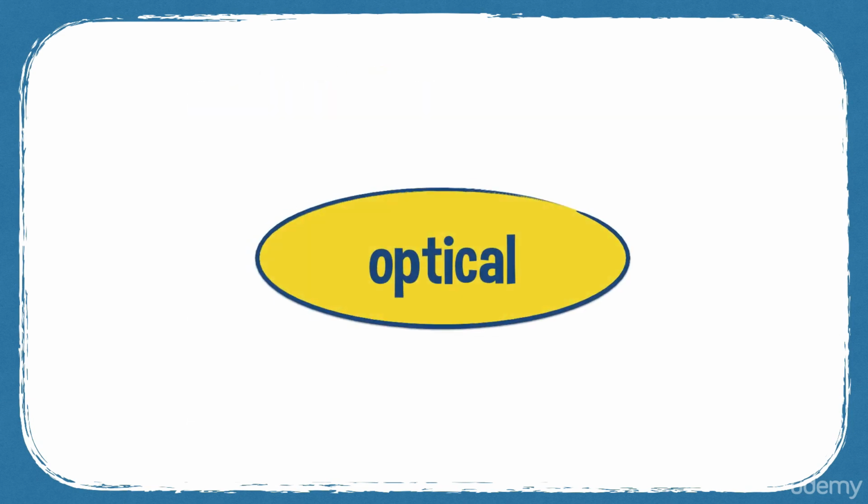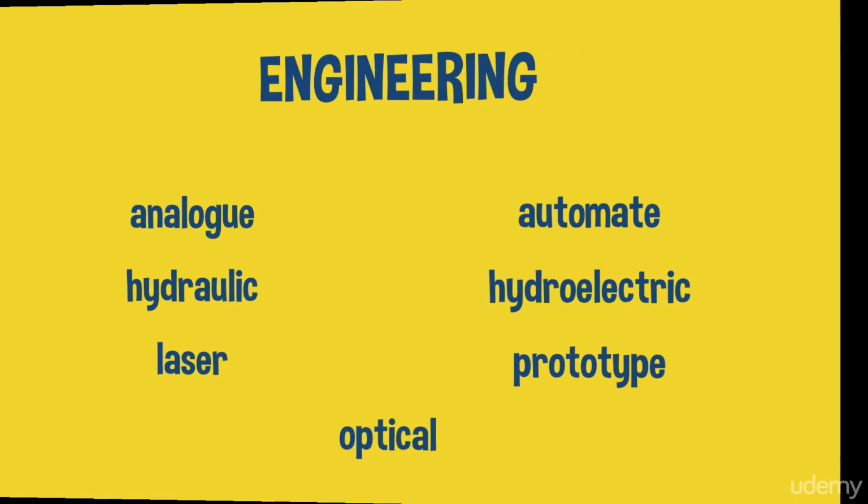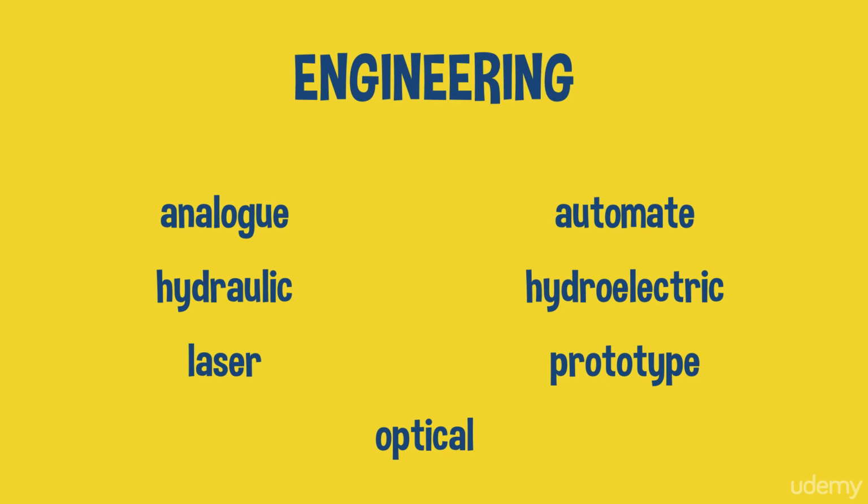So optical, some synonyms for optical. Visual is the best one. There aren't really any more synonyms that I can think of for optical. It's a very specialized word. So there are your 7 engineering words: analog, automate, hydraulic, hydroelectric, laser, prototype, optical.